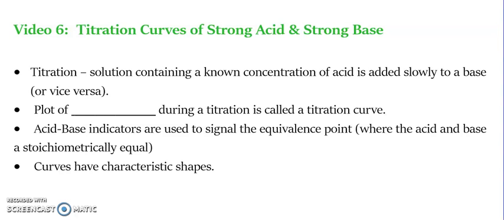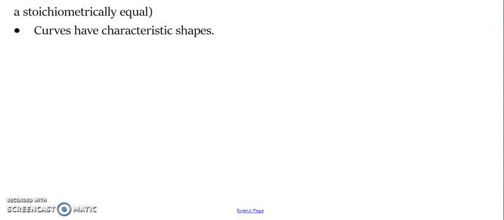This video is on titrations and titration curves when you have a strong acid and a strong base. A titration is when a solution containing a known concentration of an acid is added slowly to a base, or vice versa. And this is done through the use of a burette.